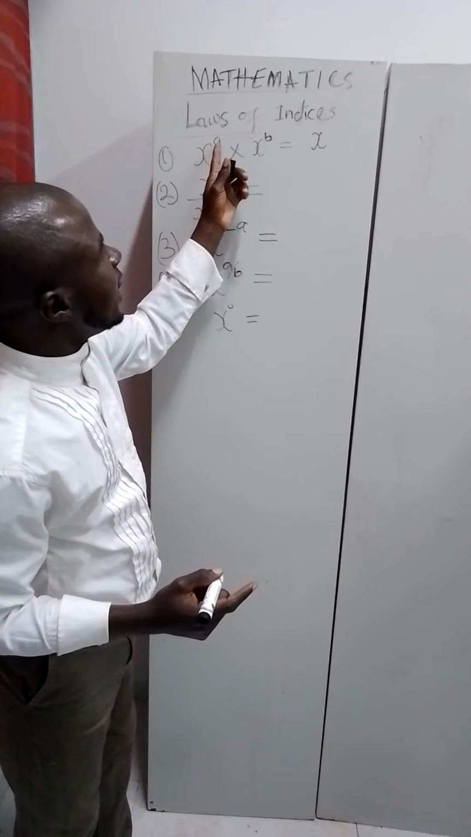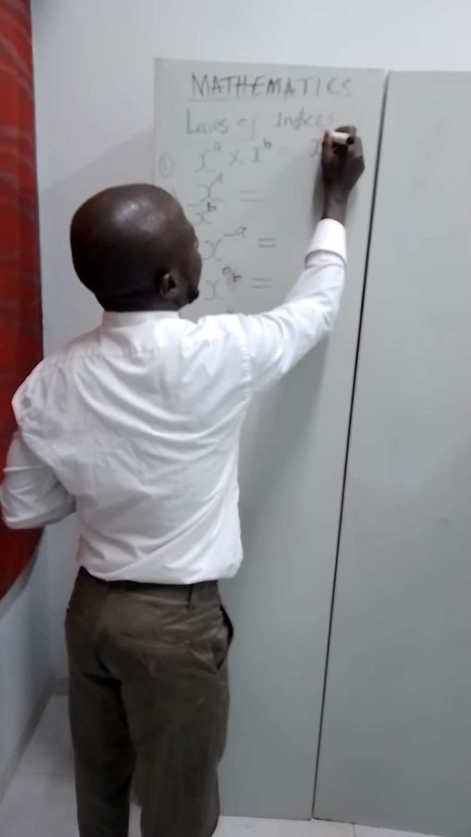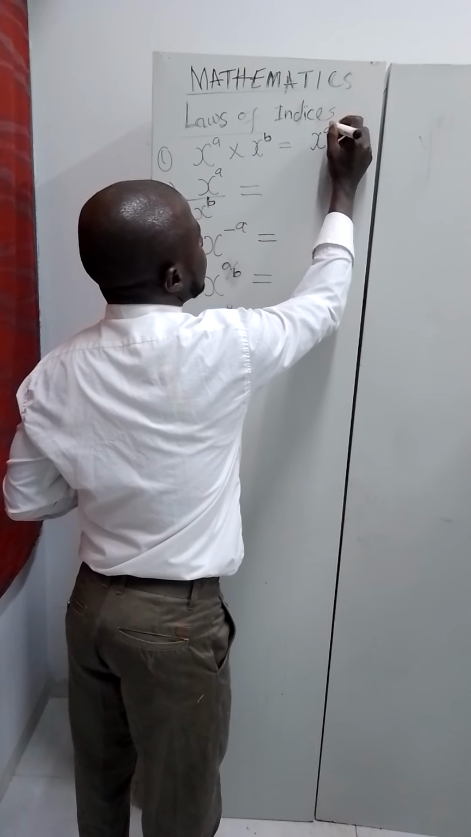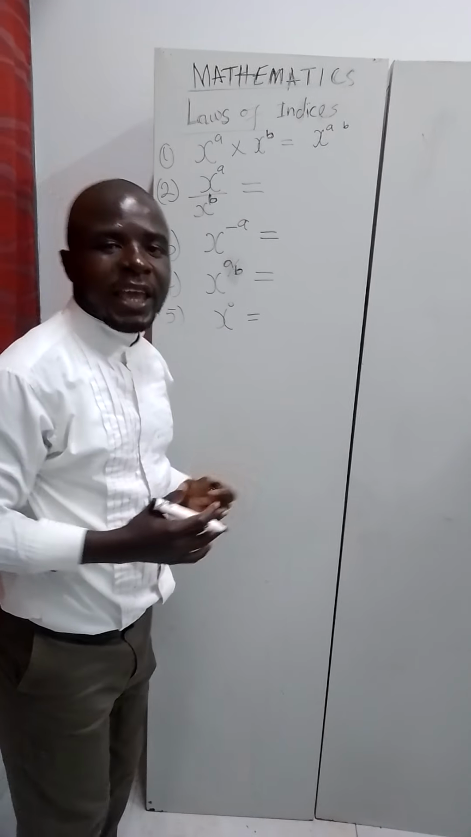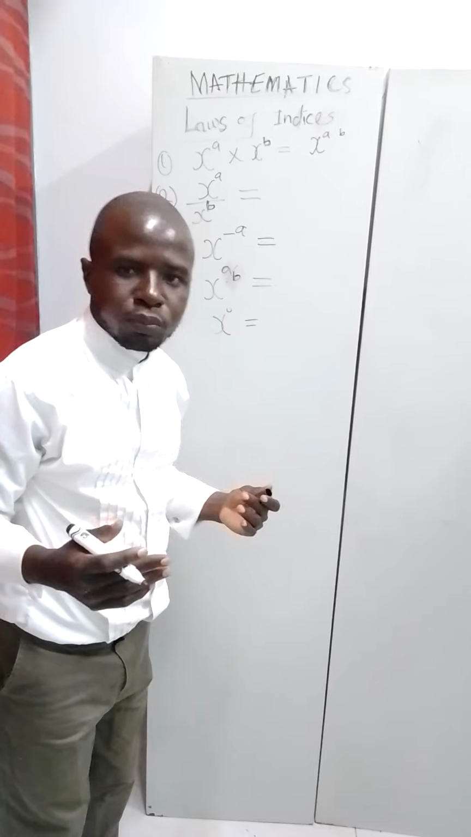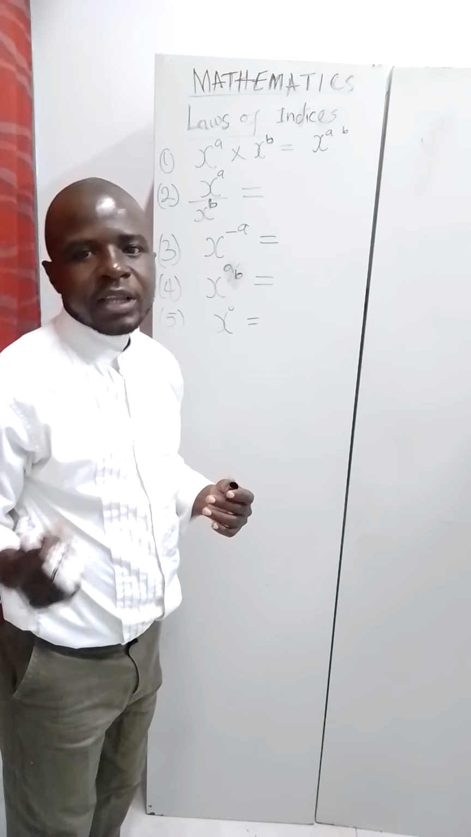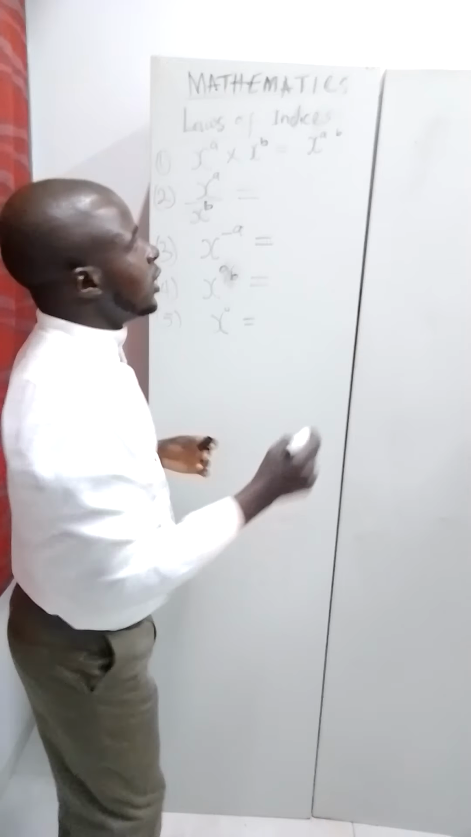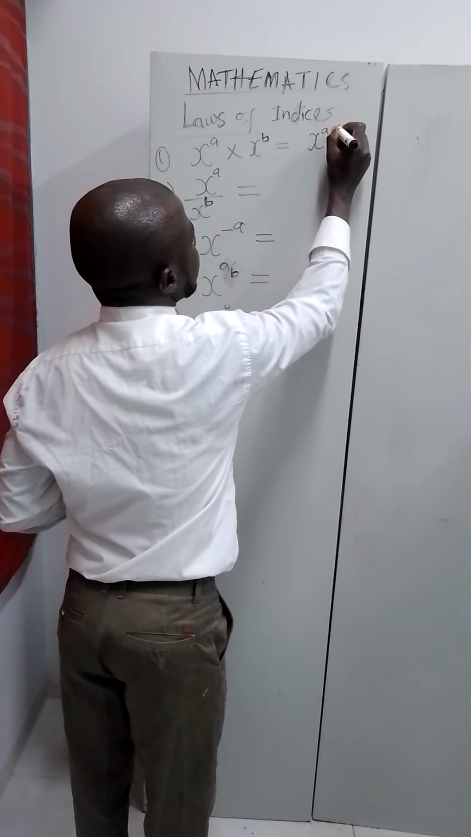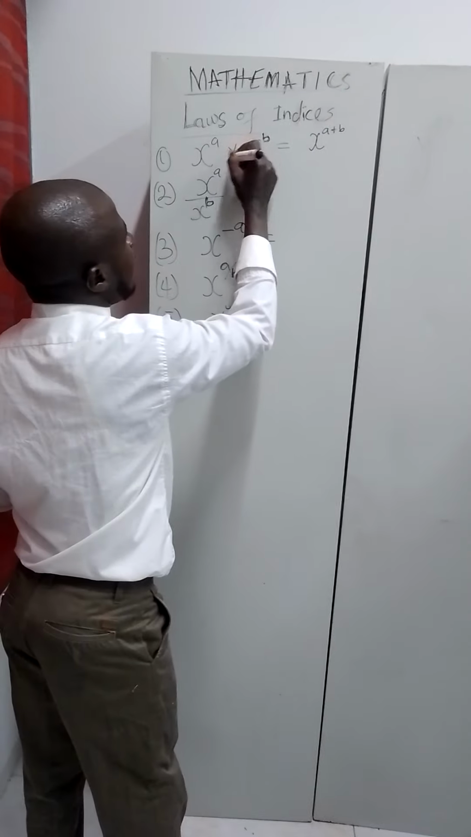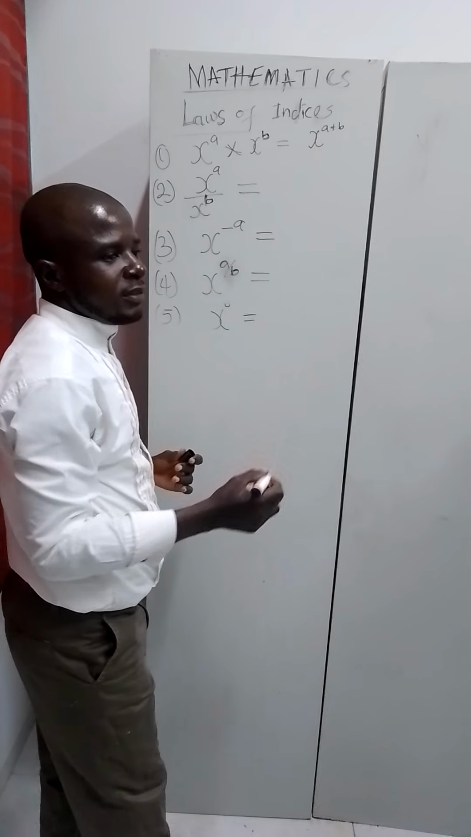Then you now pick the index numbers together, a then b. But something will be in between a and b. What are we going to put there? Is it going to be plus or minus? I mean, is it going to be addition or subtraction? It's going to be addition, because of the fact that what is separating the whole numbers here is times.